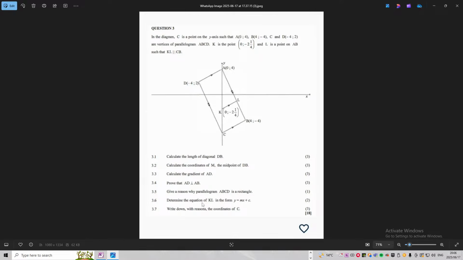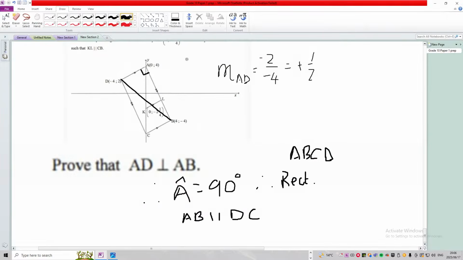3.6. Determine the equation of KL in the form y equals mx plus c.